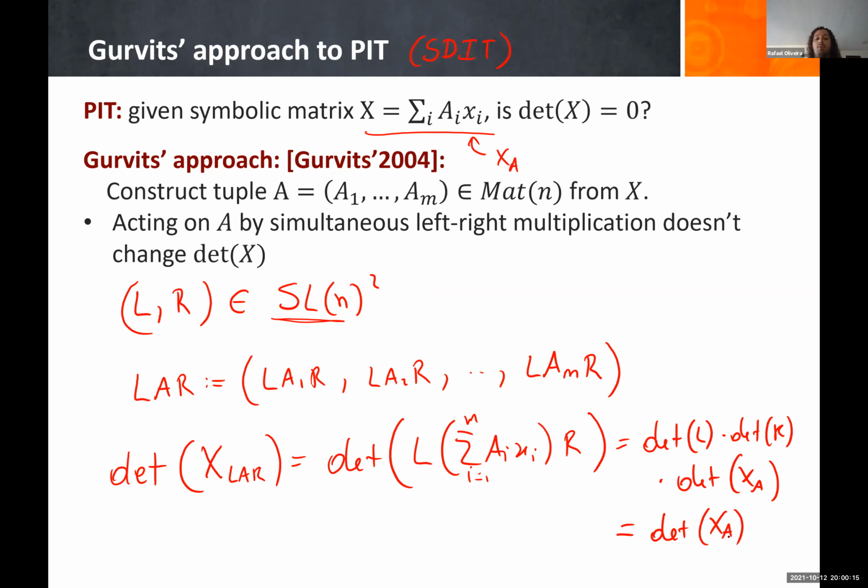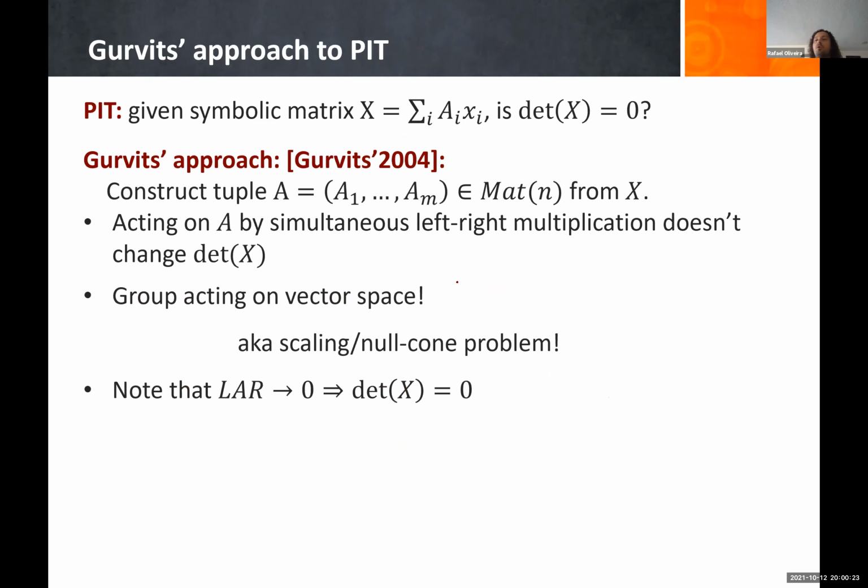Now, what did we arrive at? We arrived at a problem where we have a group acting on a vector space. Let me switch slides. Our group is SL_n squared, and the vector space V is the vector space of n by n matrices, but we have m of them. So we have this action of the group on this vector space. Let me say G is our group here.